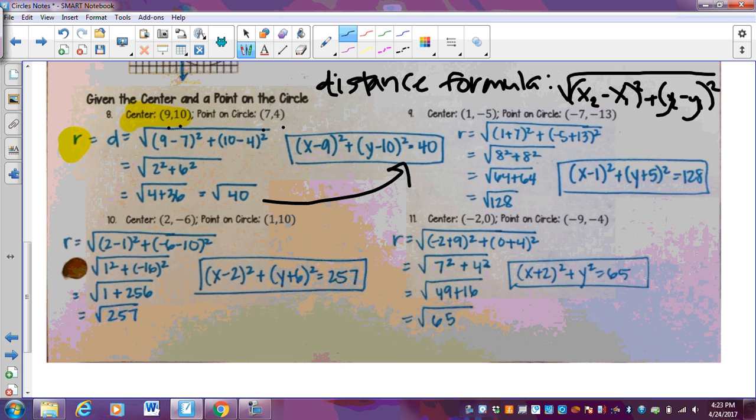So we can just leave it as the square root of 40, because in the equation of the circle, it's going to become 40 anyway. So then you have to use your center, and you have to use the radius, which is the distance from the center to a point on the circle, and then you're all set. So that's how I worked through those others. I used the distance formula, and then I plugged in the center to the equation.